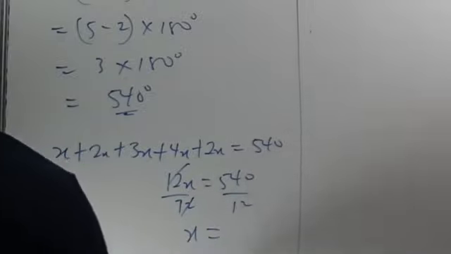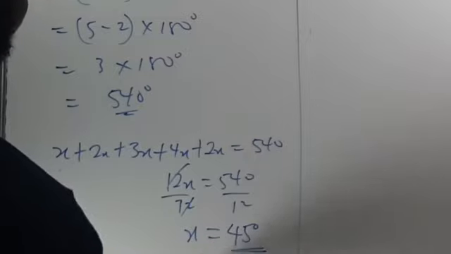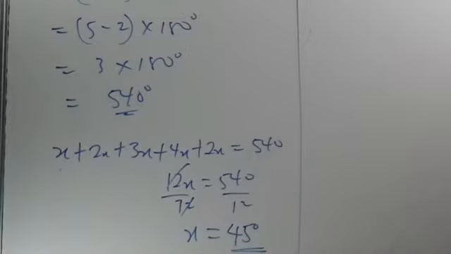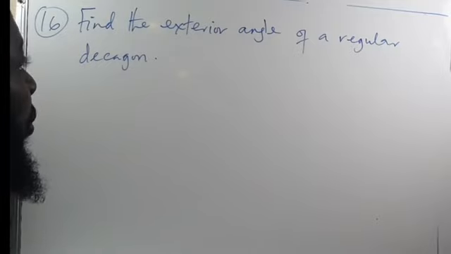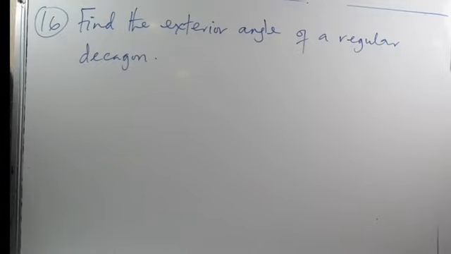So x equals what? 45 what? Degrees. So that is that. Here you want to find the exterior angle of a regular decagon.